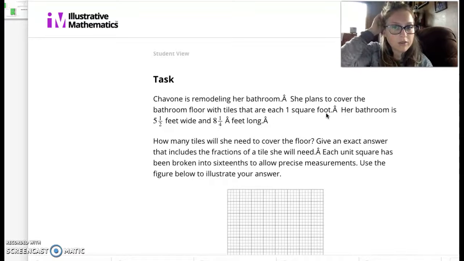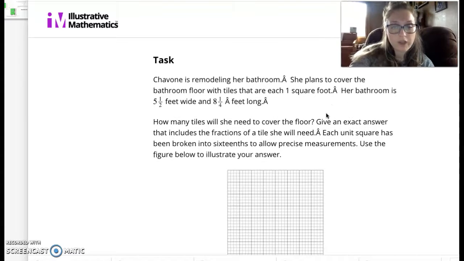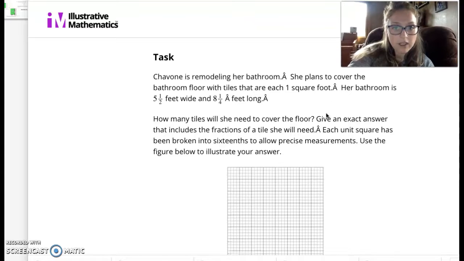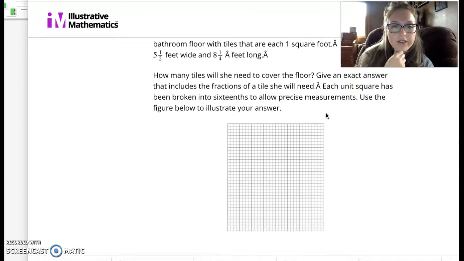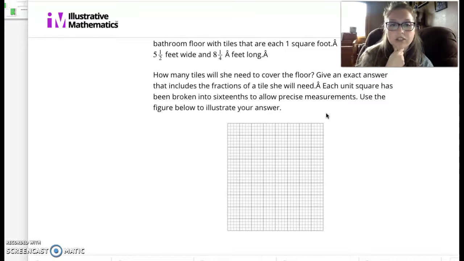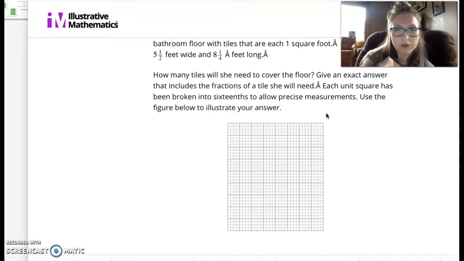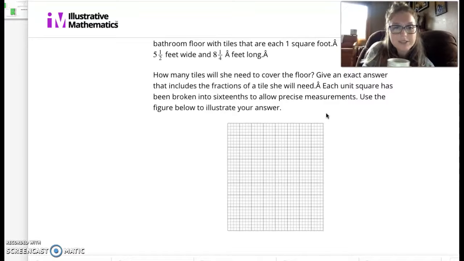She plans to cover the bathroom floor with tiles that are each 1 square foot. And her bathroom is 5.5 feet wide and 8.5 feet long. Or 8.25 feet long, sorry. How many tiles will she need to cover the floor? Give an exact answer that includes the fractions of a tile she will need. Each square unit has been broken into sixteenths to allow precise measurement.